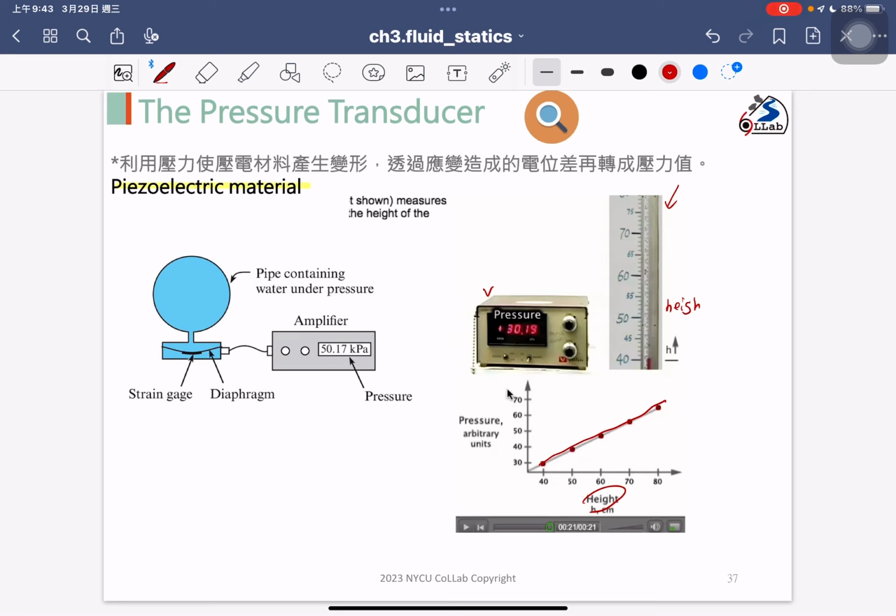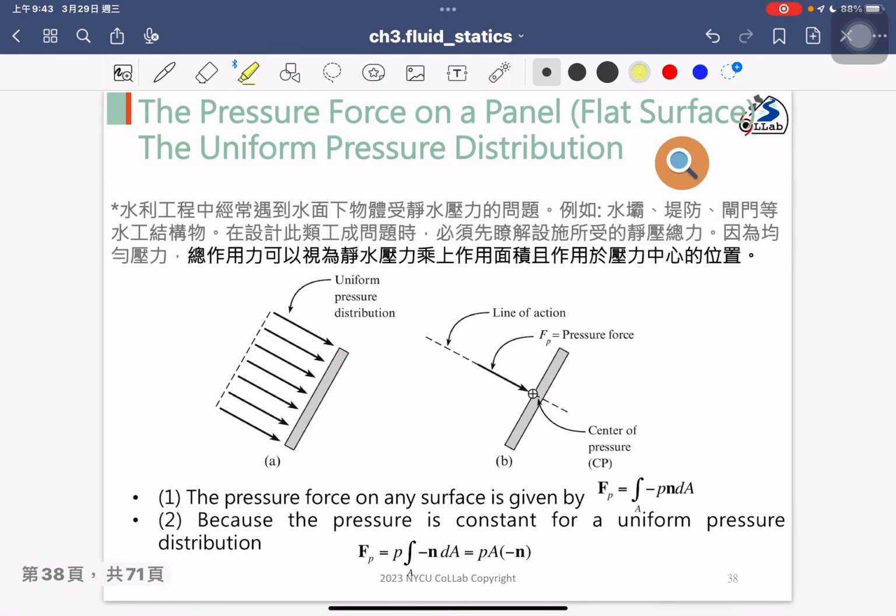When we measure the environment pressure, we will use the piezoelectric material. We call that a pressure transducer. Okay, the pressure transducers. So right now we move the topic to pressure distribution problems.